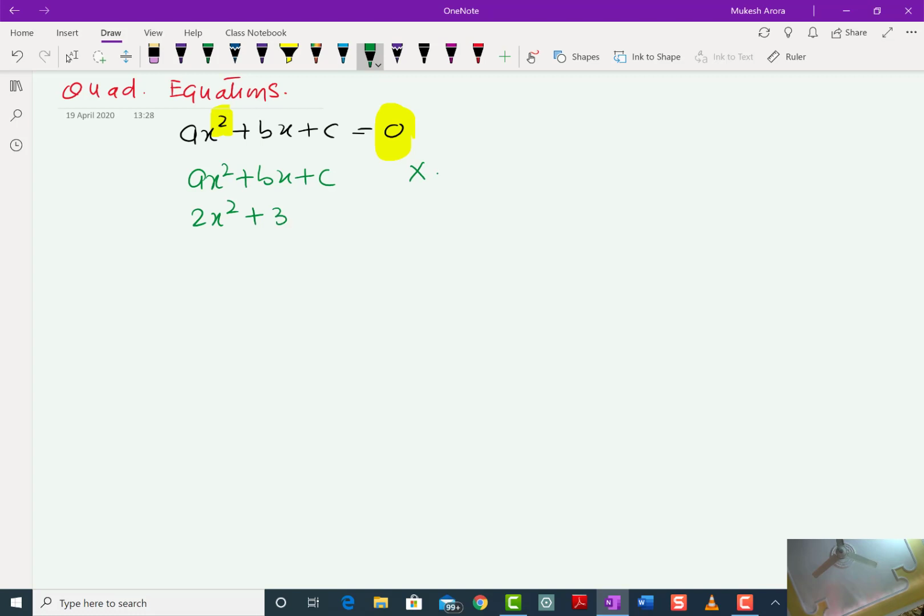2x square plus 3x is equal to 0. This is a quadratic equation. 4x square plus 5x plus 1 is equal to 0. This is a quadratic equation. 3x cube plus 2x plus 1 is equal to 0. This is not a quadratic equation. So the highest power should be 2 and the equation should be equal to 0.